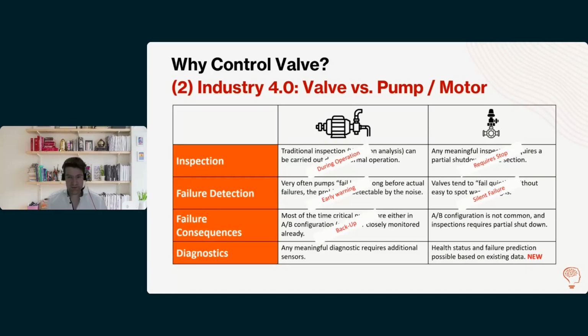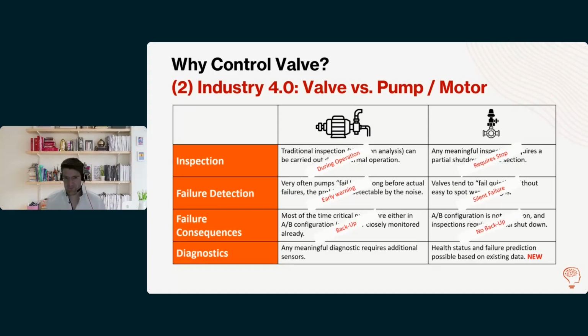Every large, important, critical piece of rotating equipment today is already extensively monitored. No one runs a critical piece of rotating equipment without extensive monitoring if there's no backup. The smaller ones, especially in the chemical industry, such as smaller pumps, are most of the time in an A and B configuration if they're critical. So there's always a backup. If A fails, you can still run B. So failure consequences here are manageable.